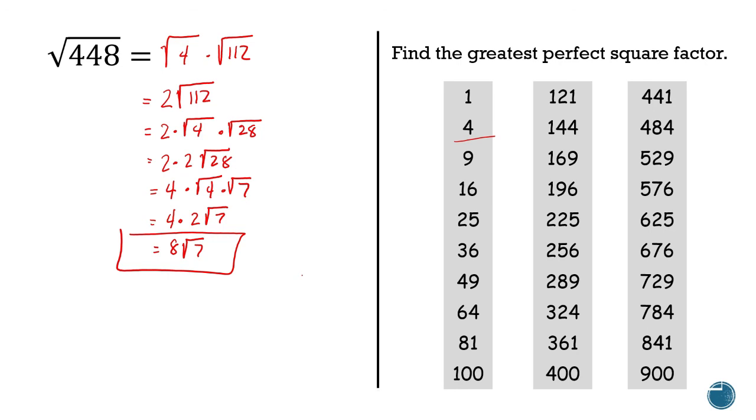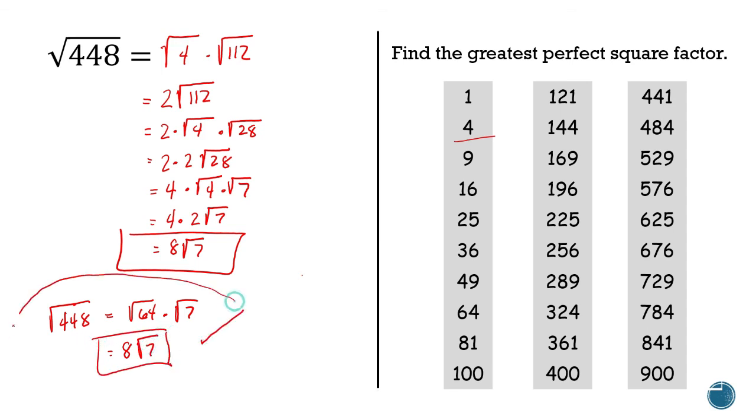All right, it's 64. So the square root of 448 is actually equivalent to the square root of 64 times the square root of 7. And then we all know that the square root of 64 is 8, and then the square root of 7. All right? So we want this to happen. And in order for us to avoid the long situation, on the onset, we need to find the greatest perfect square factor of a given number.